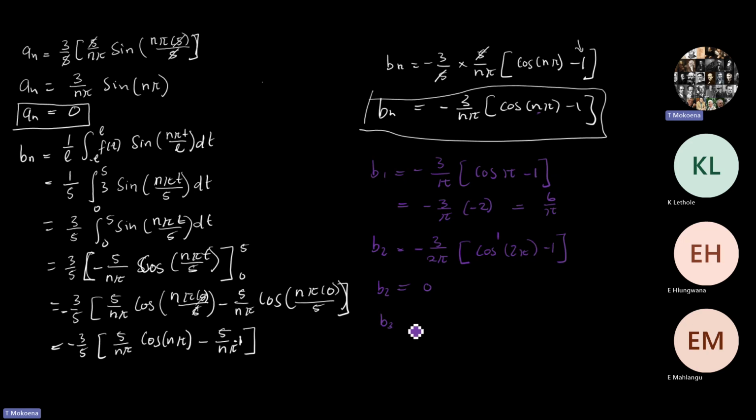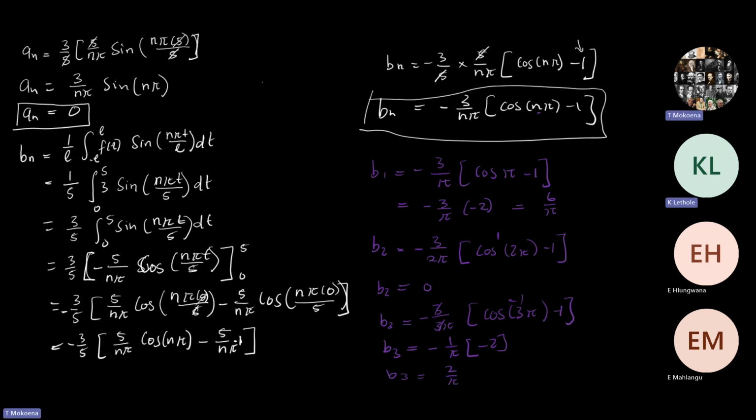Now let's go to b sub 3. When we want to determine b sub 3, we substitute 3 over there. So we're going to have -3 over 3 pi, times cosine of 3 pi minus 1, close the bracket. This will cancel that, and we're going to have negative 1 over pi. Inside the bracket, cos 3 pi will give us -1, and this -1, they will give us -2. Then b sub 3 will be equal to +2 over pi.